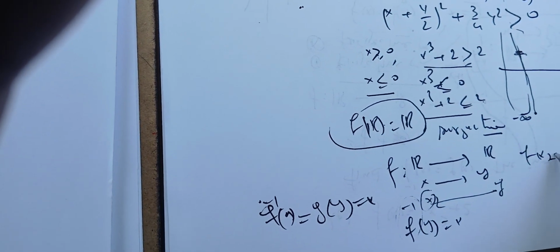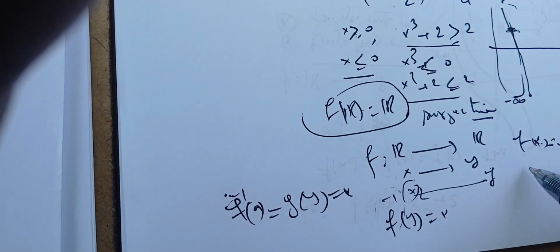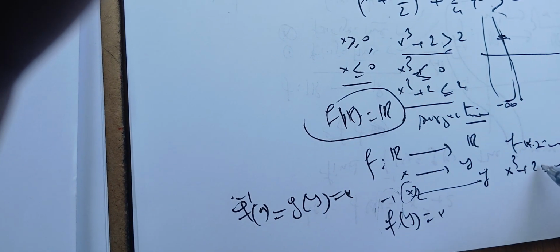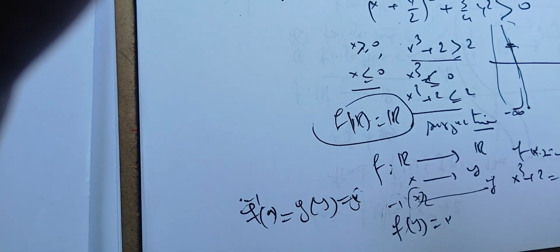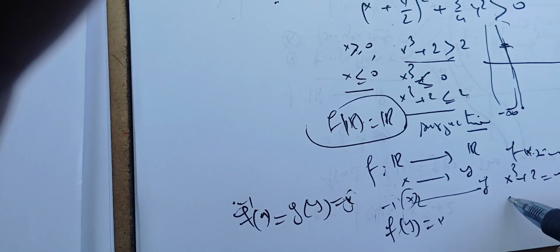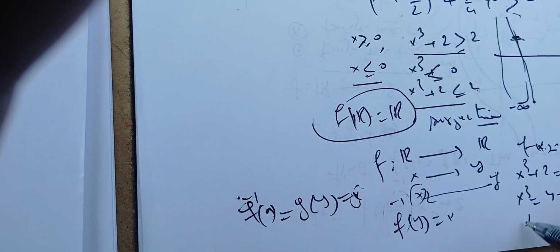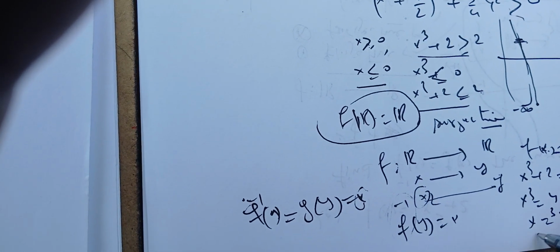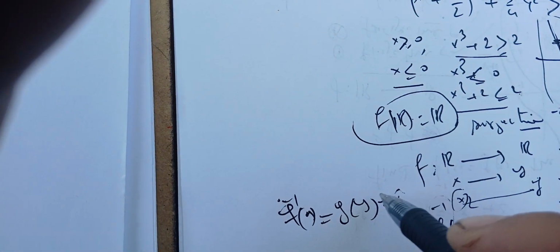So we have f of x is y. Now we solve for x in terms of y. This gives x cubed plus 2 is y. We try to solve for x and put it here. So this gives x cubed is y minus 2, and therefore x is the cubed root of y minus 2.